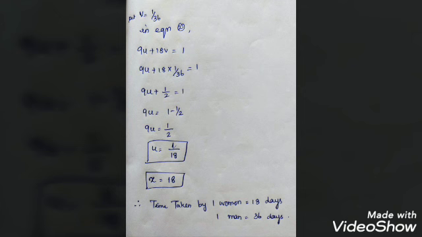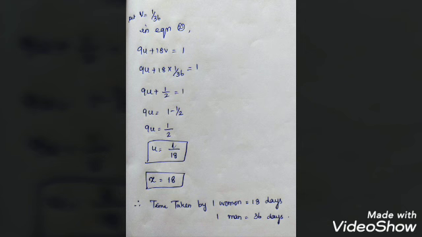Then v equal to 1 by 36. Substitute in our equation number 2. So 9u plus 18v equal to 1. 9u plus 18 into, substituting the value of v, which is 1 by 36, which is 1 by 2. So 9u plus 1 by 2 equal to 1. 9u is equal to 1 minus 1 by 2. So u equal to 1 by 18. So x is equal to 18. Time taken by one woman is 18 days and one man is 36 days.